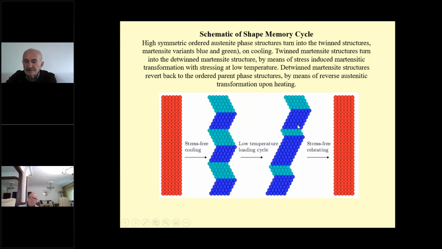After that, on heating, the detwinned structures turn into ordered parent phase structures, and the crystal structure of the material cycles between twinned and ordered parent phase structures on cooling and heating. Let me inform you that detwinned martensitic structures occur by stressing in the low temperature condition at the first step, and in this heating and cooling cycle, the twinned martensitic structures occur thermally on cooling instead of by deformation.